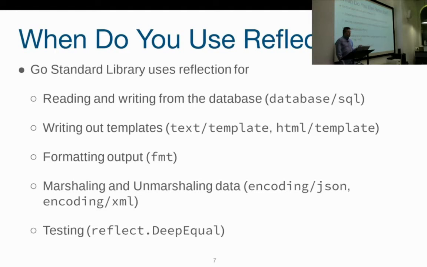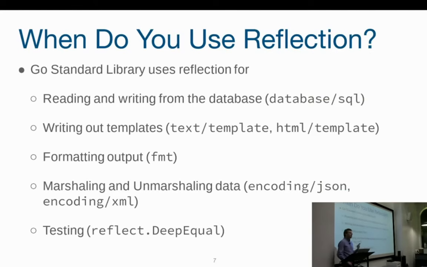So if you look at the Go standard library, you get an idea of where reflection is needed. Most of the uses of reflection in the standard library fall into 5 general categories, really. First is reading and writing from the database. The database SQL package uses reflection to send records to the database, and then to pull data back out again. Second use of reflection in Go is the templating libraries. So reflection is used to process the values that are passed into the templates. The third place that the Go standard library uses reflection is the fmt package. So all those calls you make to fmt.Println, that's actually using reflection behind the scenes.